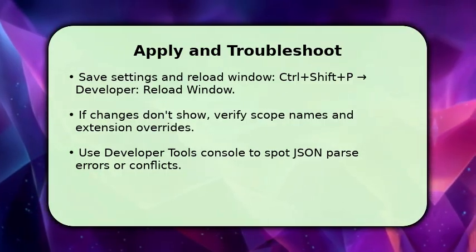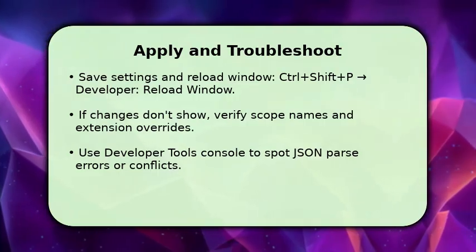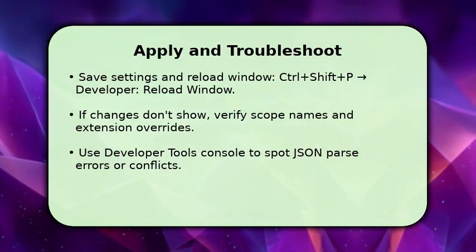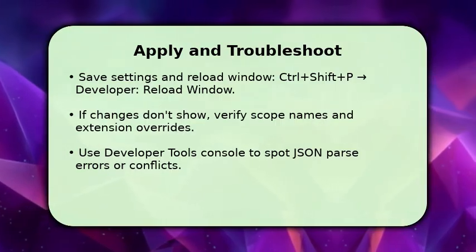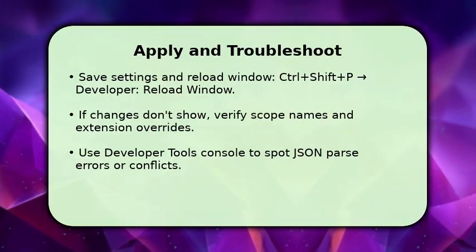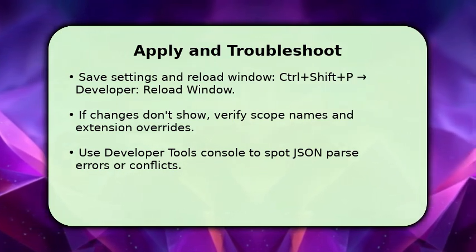If not, check whether an installed extension or the active theme overrides your settings. When things go wrong, open the Developer: Toggle Developer Tools console to look for JSON parse errors or warnings about conflicting settings. This helps you identify typos or higher precedence theme rules. Once resolved, save and reload again to confirm the fix.